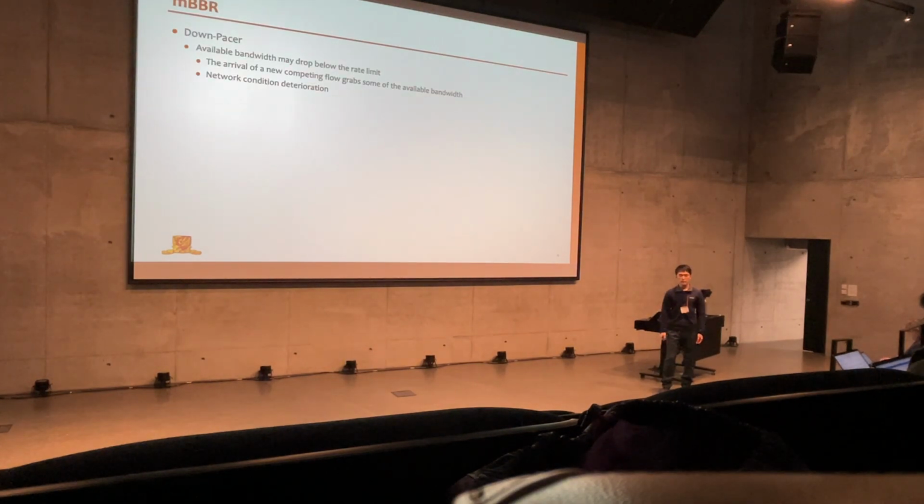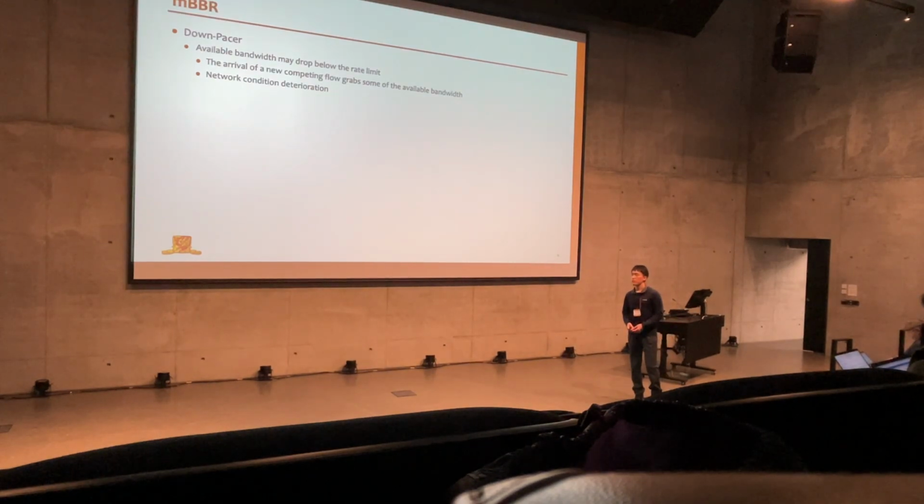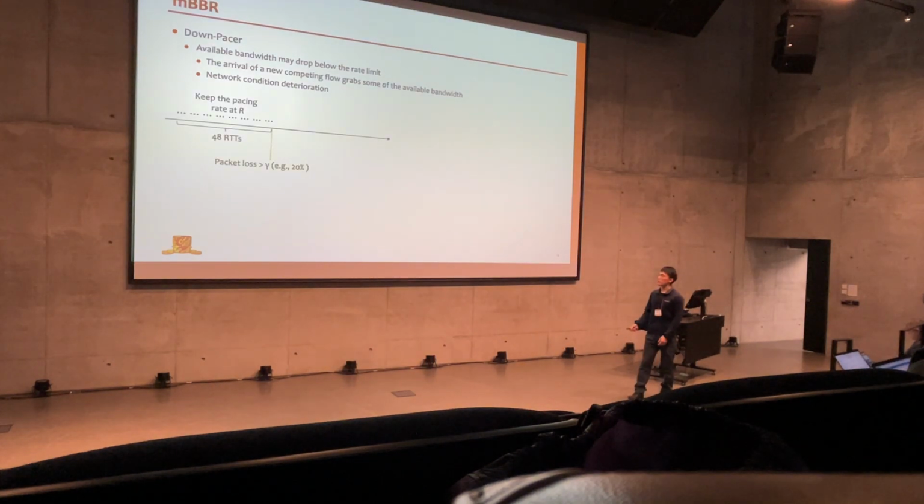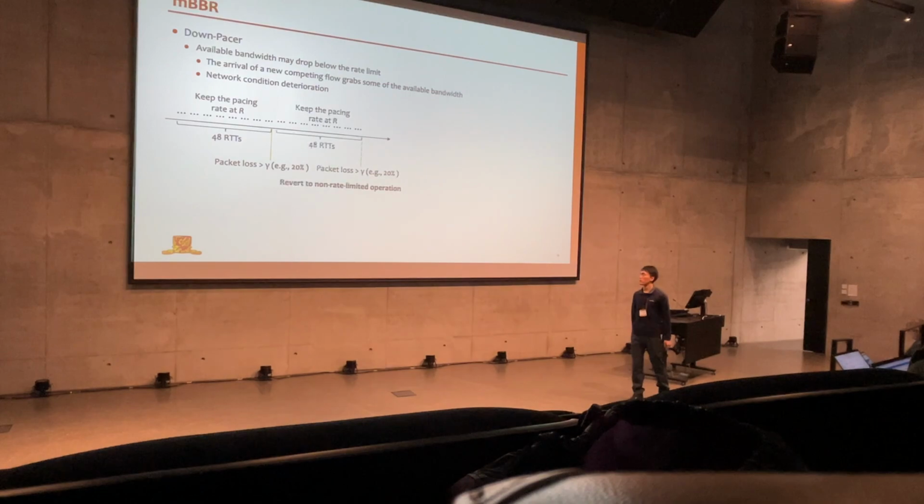And with the previous two components, there is still a new problem, because the bottleneck bandwidth may drop below the rate limit, for some scenarios like the arrival of a new competitor grabbing some of the bandwidth, or network condition deterioration. So that's why we propose a down pacer. It requires two consecutive BBR rounds: if the packet loss rate of two consecutive rounds is above a threshold, I think it's time to revert to non-rate-limiting operations, because maybe the network condition changed. So it reverts to non-rate-limiting operations.